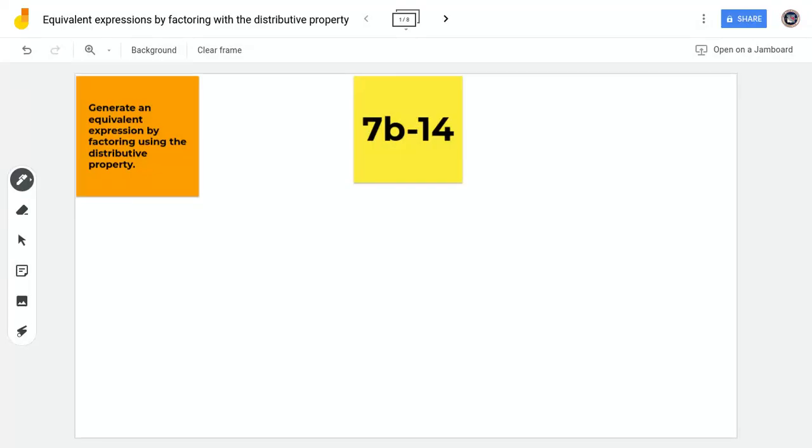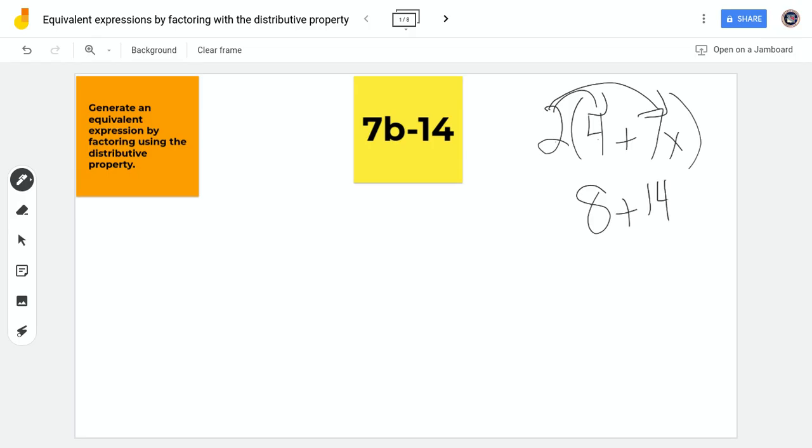an expression that had 2 parentheses 4 plus 7x, well, we would distribute in. So we do 2 times 4 and we'd get 8. And we distribute that 2 to the other term and get 14x. Well, now we're going to go backwards. So we're going to start where it looks like this and back out to our equivalent expression.